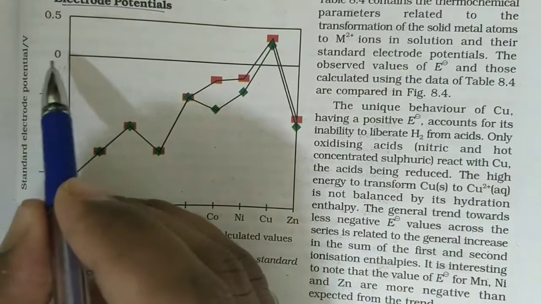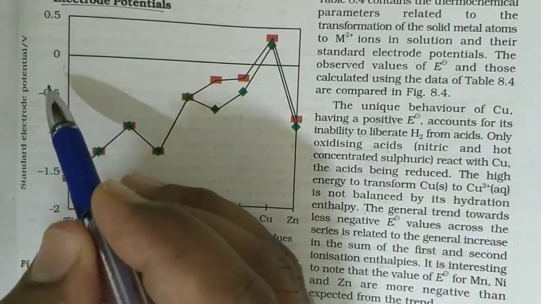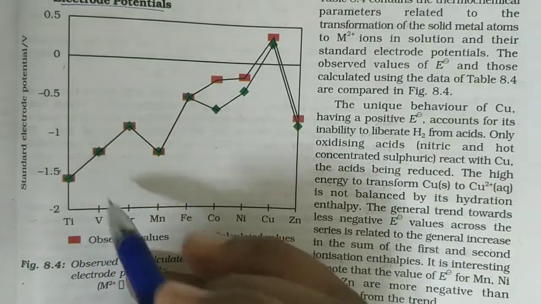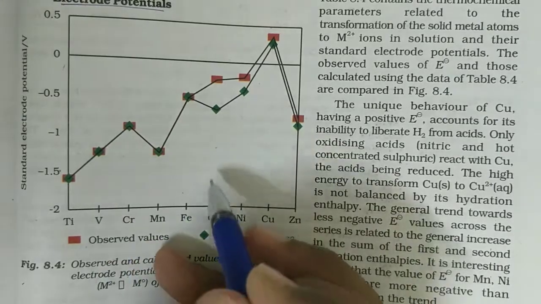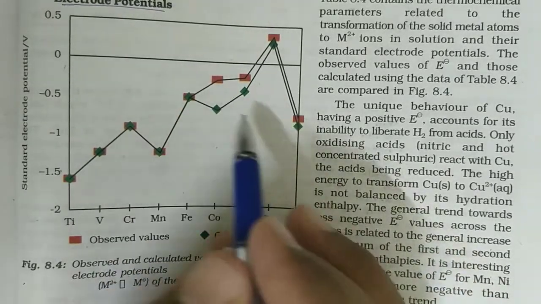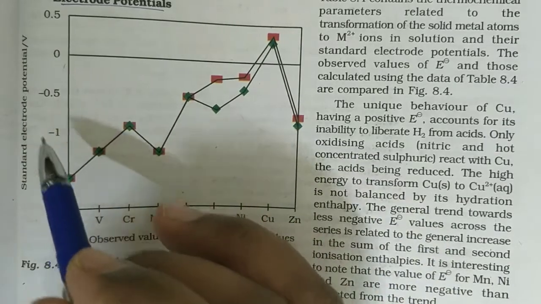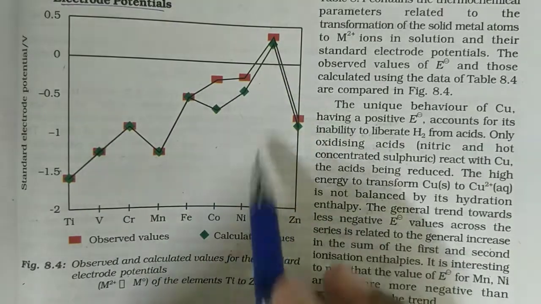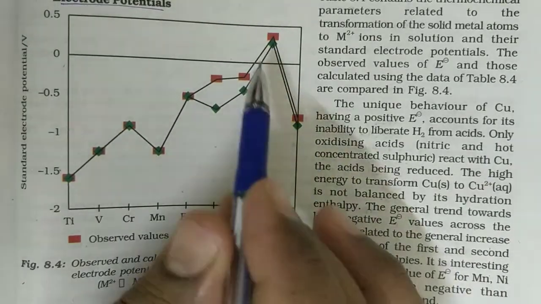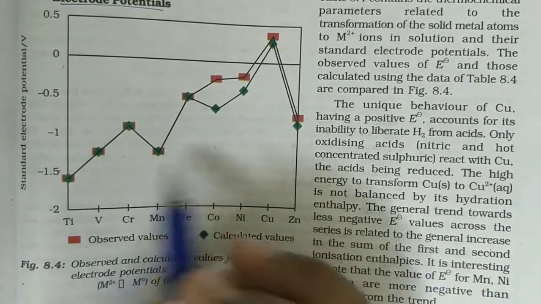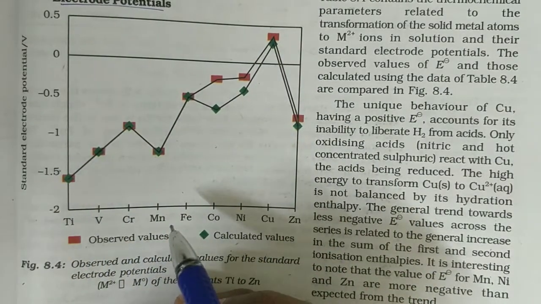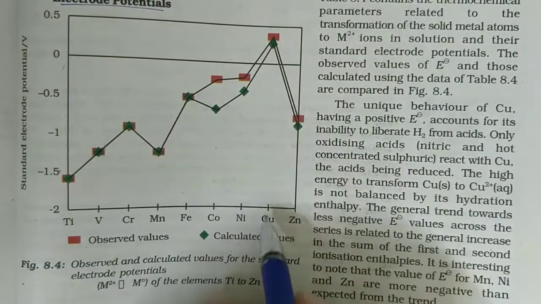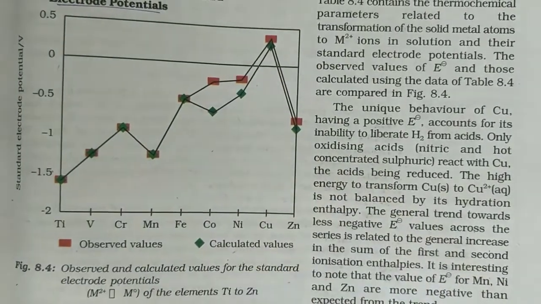But see here, this is 0 on y-axis. Lower than 0, these are all negative values. So titanium, vanadium, chromium, manganese, iron, cobalt, nickel, zinc, all metals are showing negative values except copper. Copper is the only metal which is showing positive value in this series. Are you observing now? These are all negative values. Only copper is showing positive value in this series.